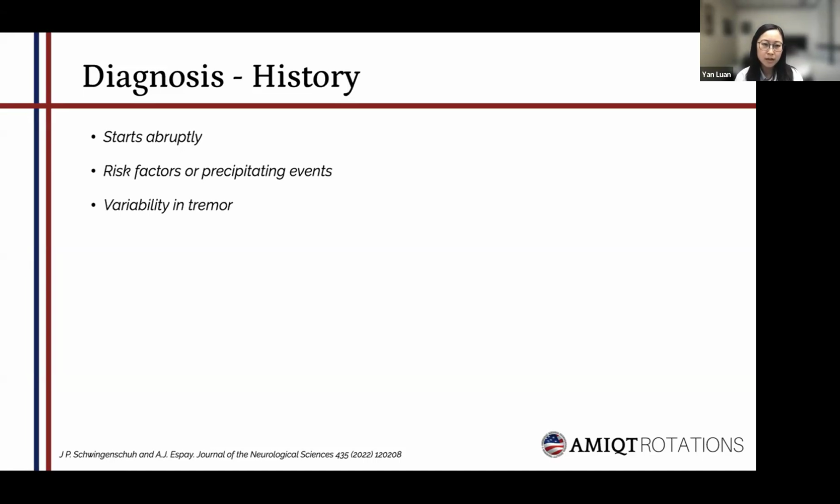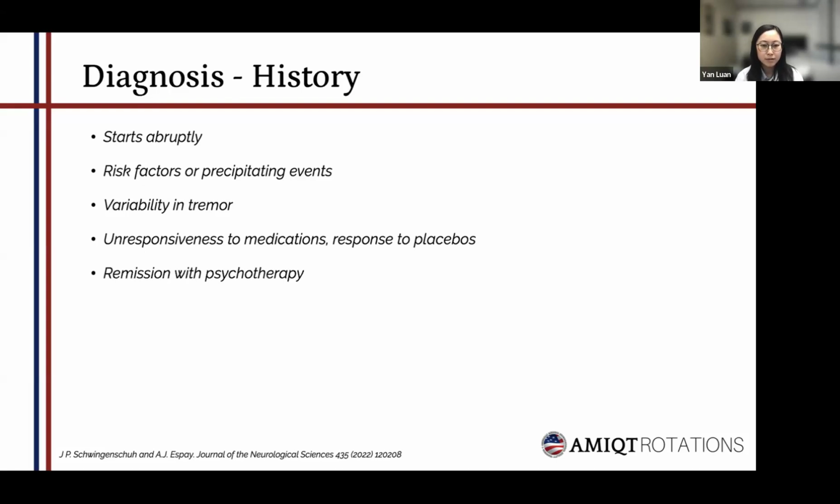And functional tremor varies in frequency and amplitude, and sometimes it can change from one body part to another body part. Patients usually have a history of unresponsiveness to medications, but they can respond to placebos. And psychotherapy sometimes can help with remission of the tremor. There are also sometimes non-motor symptoms, especially chronic pain, anxiety, and fatigue.